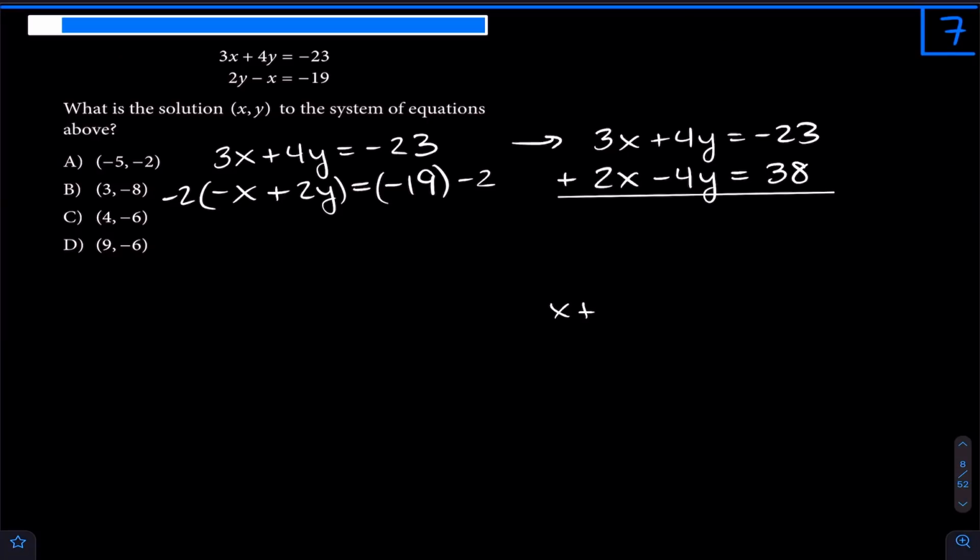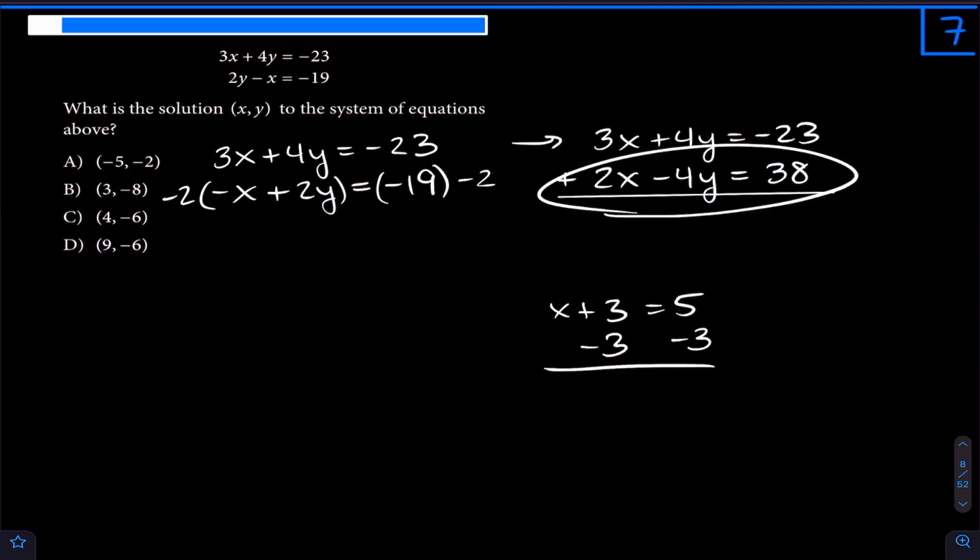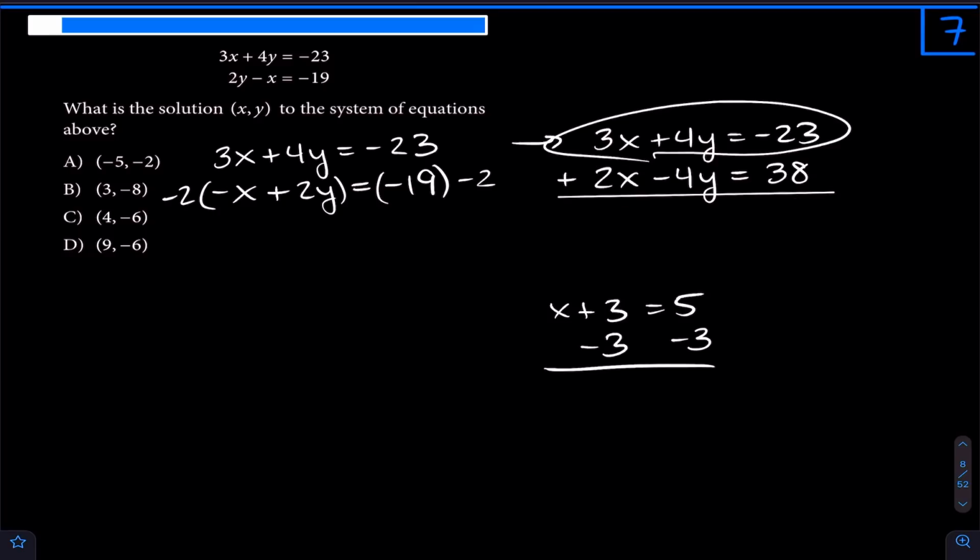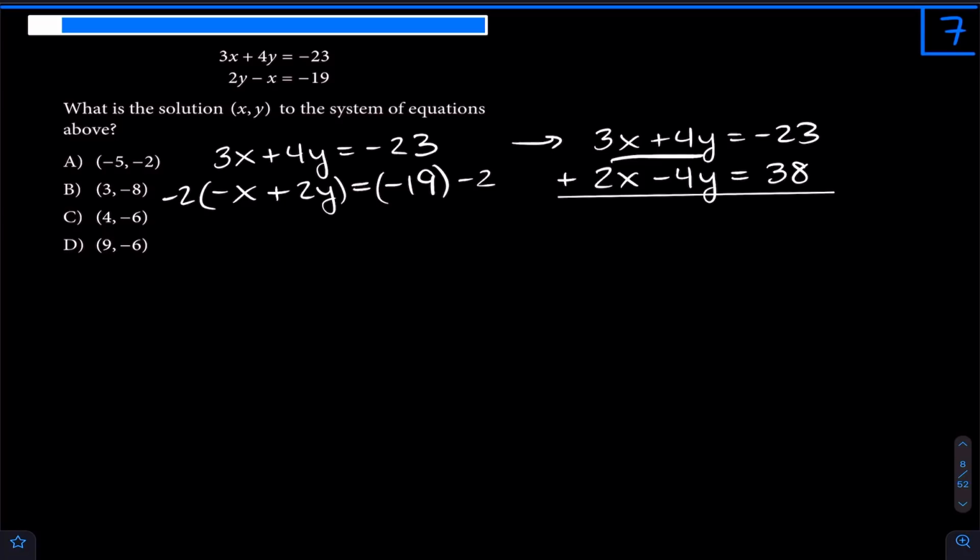Like when you have an equation, x plus 3 equals 5, and you solve it by subtracting the same thing on both sides, right? Subtracting 3 in this case on both sides. Here, I want you to realize that you are adding the same thing on both sides of this equation. On the left-hand side, you were adding a 2x minus 4y. And on the right-hand side, you're adding a 38.